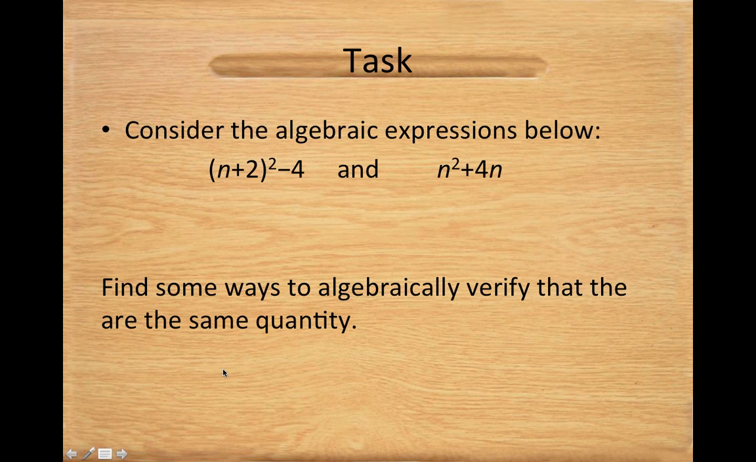So here's a task which is a little bit more advanced than what we were just doing. Consider the algebraic expressions below. N plus 2 quantity squared minus 4 and n squared plus 4n. Find some algebraic way to verify that the 2 quantities are the same. So now I'm expanding it, and I have to understand that n plus 2 quantity squared means n plus 2 times n plus 2. So I'm expanding my distributive property not to be just a monomial times a binomial, but 2 binomials. So how do I do this?